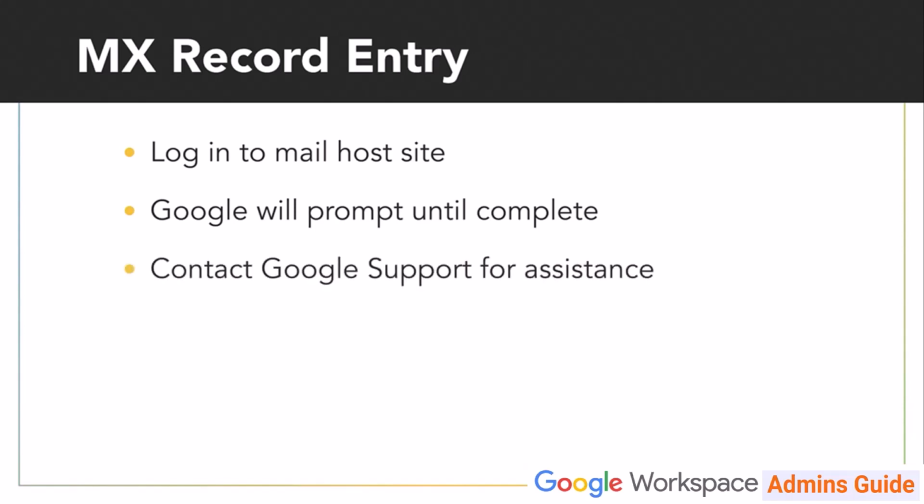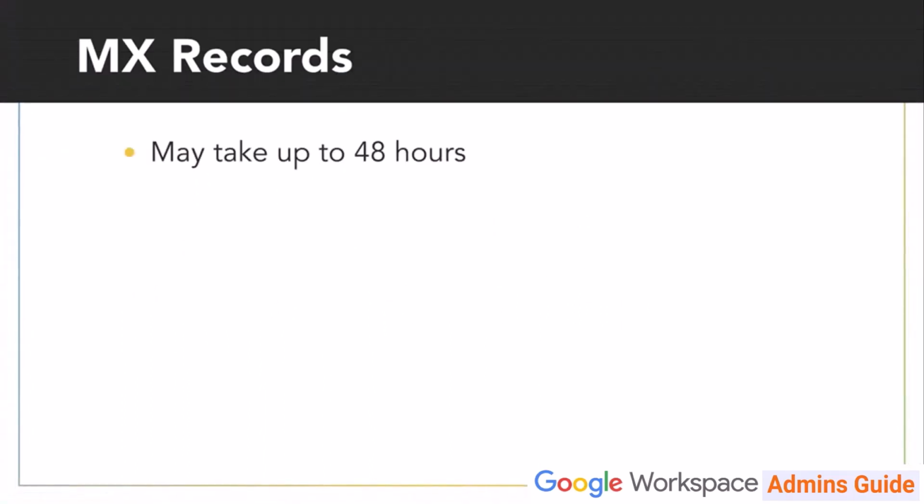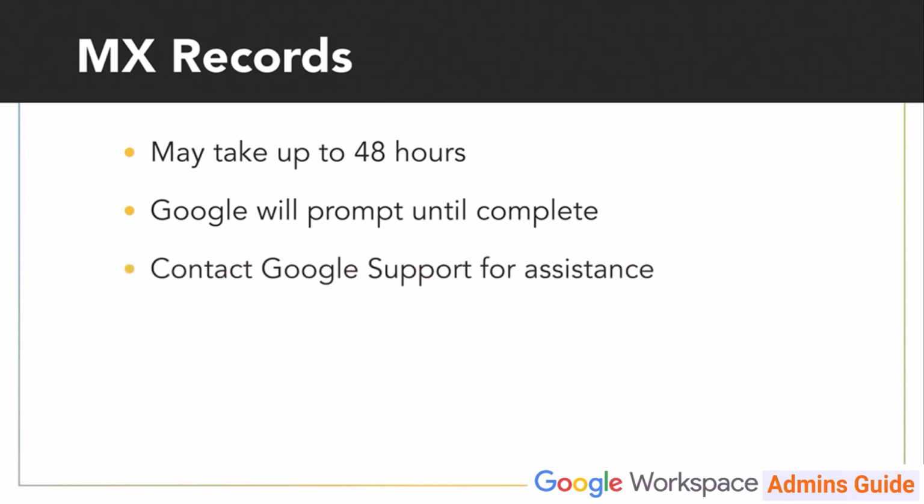Add each of Google's MX records and save your changes. Google will then verify your settings and finish setting up Gmail. MX record changes may take up to 48 hours to take effect. The verification process will continue to fail until the MX records have propagated, and the admin console will continue to prompt you to finish setting up mail until it's complete. If you run into any difficulty during this process, Google support is there to help you get set up.